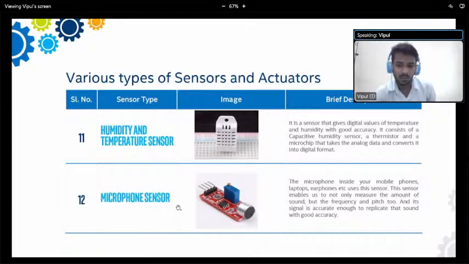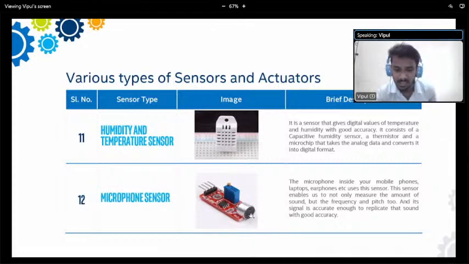So next thing is a microphone sensor. The microphone inside your mobile phones, laptops, earphones, etc. uses this sensor. This sensor enables us to measure not only the amount of sound, but the frequency and pitch too. And its signal is accurate enough to replicate the sound with good accuracy. So see, in the mobile phones also we have the microphones. They are also using this kind of sensor over there.